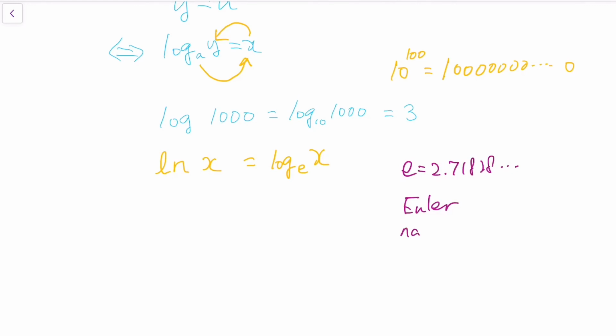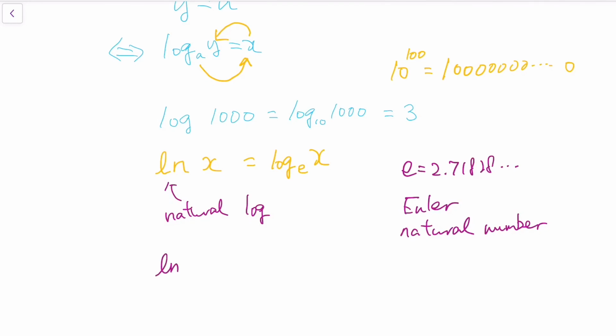E is also called the natural number, hence ln. Ln stands for the natural log. So ln is also used very commonly, especially later on in some other topics such as differentiation. You'll see, just follow my videos. And yeah, so don't be scared by ln. Ln basically is a log. And so it has all the properties of log, as we'll see in the next section. And also it follows the definition of log.